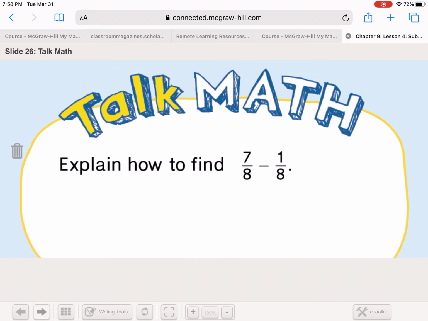How would you find 7/8 minus 1/8? You would subtract your numerators and you would leave your denominators alone.